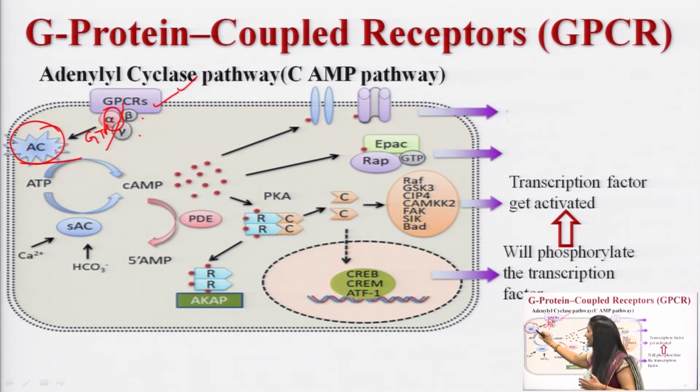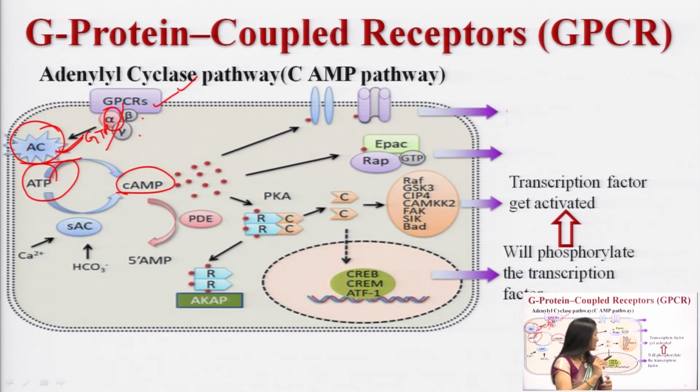Now, the adenyl cyclase enzyme has been activated, and what is the function of this enzyme? It will convert the ATP into the cyclic AMP. So, these are the cyclic AMP levels, and these cyclic AMP levels will in turn activate the phosphokinase A. So, what is the role of phosphokinase A? It will phosphorylate the transcription factor.